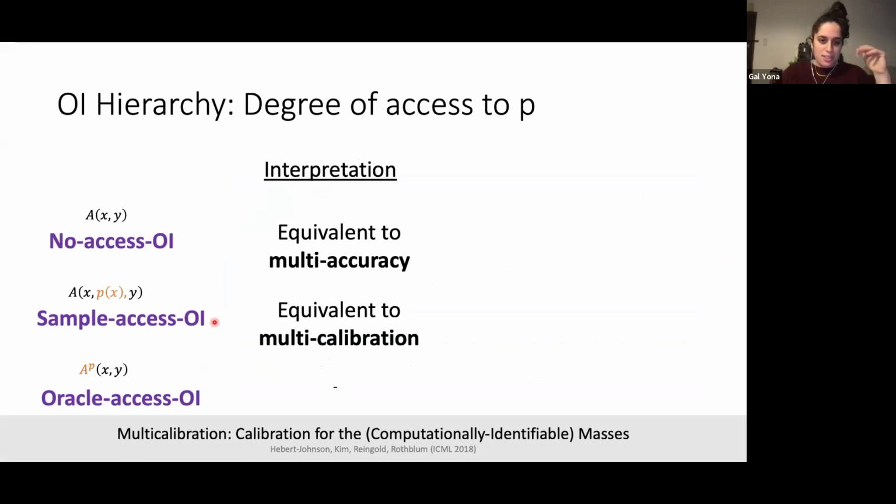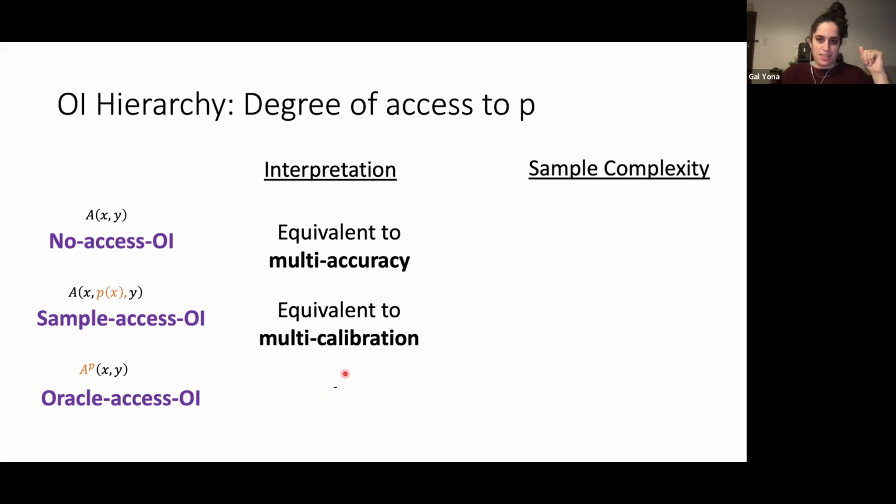And first of all, in terms of relating it to previous works and to these types of expectation testers and calibration testers that I've described, you can actually show that no access OI is equivalent to this concept of testing expectations of subgroups. And similarly, sample access OI is equivalent to testing for calibration across subgroups. These are notions that have been previously studied in this earlier work on multi-calibration. Also interesting is that there isn't an analog for this more complex idea of oracle access OI.